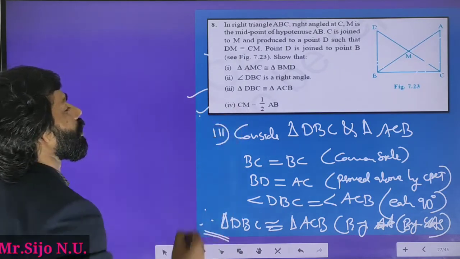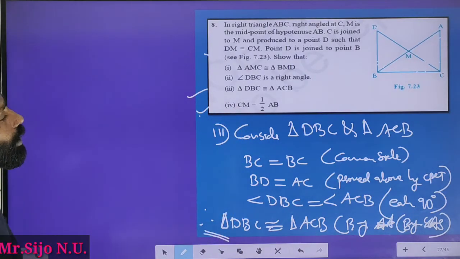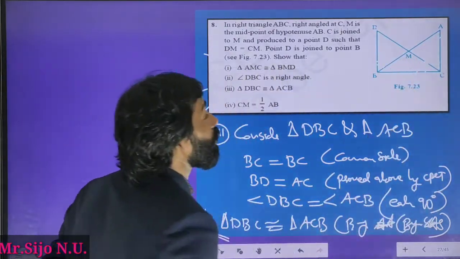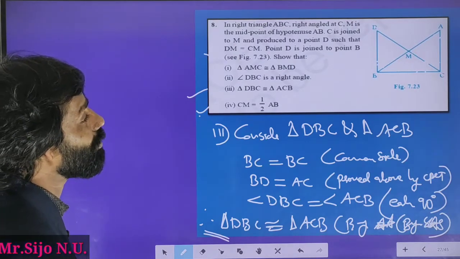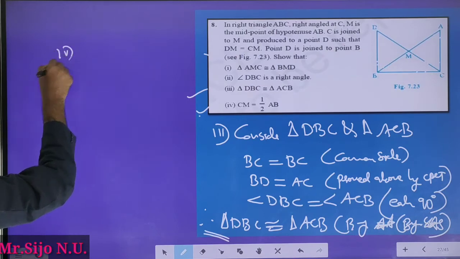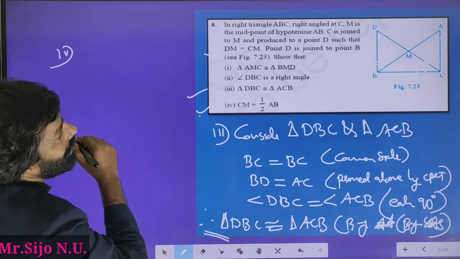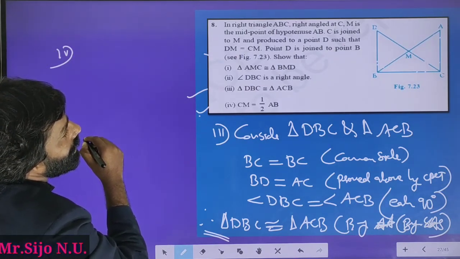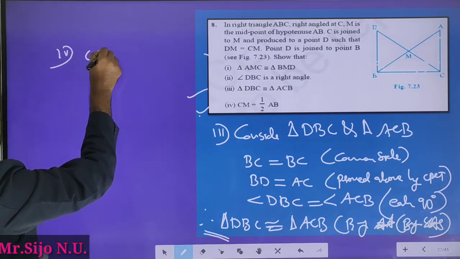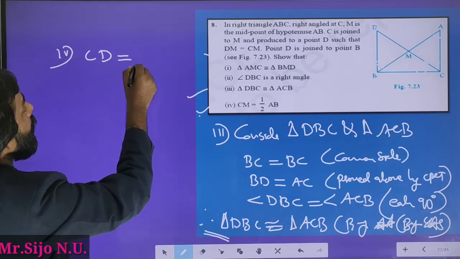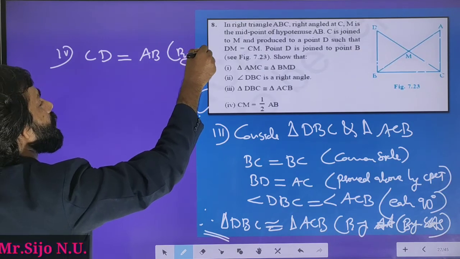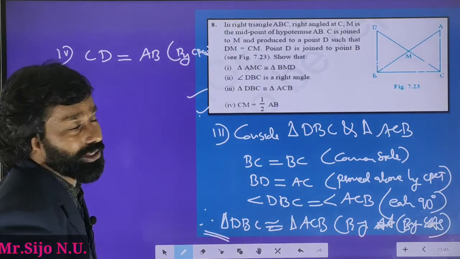The last one is what? We need to prove CM equal to half AB. We know CM equal to half CD is given. So as a fourth sub question we can write, we know that CD equal to AB. What is the reason? By CPCT. Just now we proved these two triangles are congruent. Right? CPCT we can write.